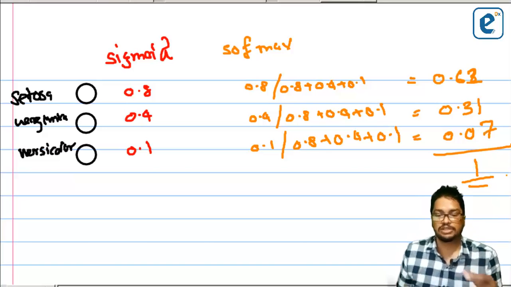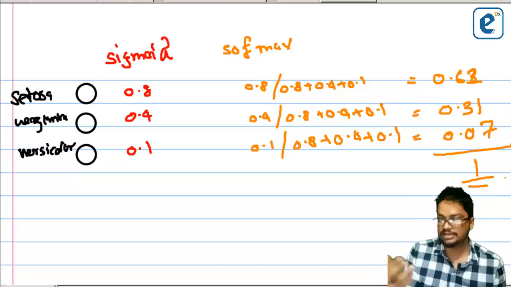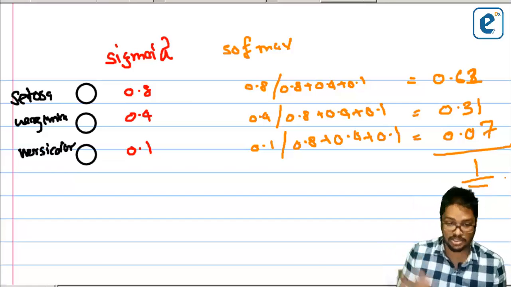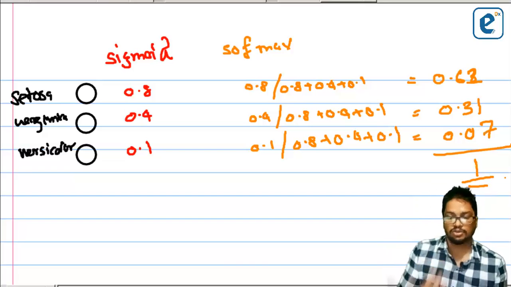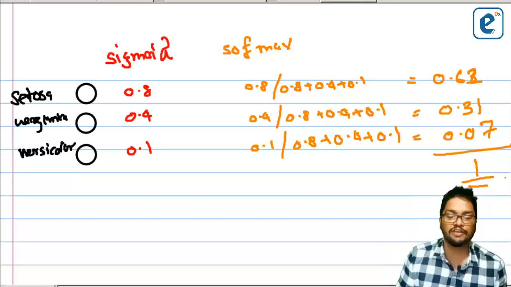So in the softmax layer, we are going to get a probability. So we can say 62% it says setosa, 31% it says virginica, 7% it says versicolor, right? So we can have a probability. For the last layer or the output layer of classification problems, we are going to use the softmax layer.